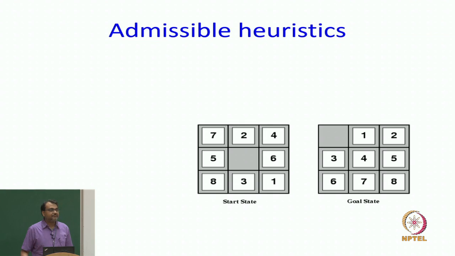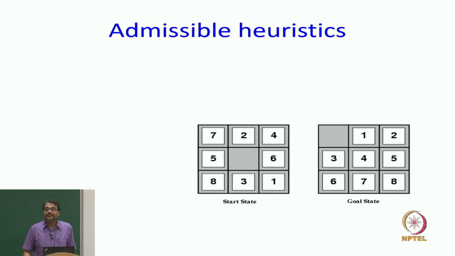Any suggestions? Yes, what is your name? Saigwan, yes. Number of misplaced tiles, very good. So, Saigwan suggests that look, lots of tiles are not in their right position. In particular, how many? 7, 2, 4, 5, 6, 8, 3, 1, all of them actually. All the 8 tiles are in the wrong position. And Saigwan says, for this I will at least need 8 steps to go from start to goal.